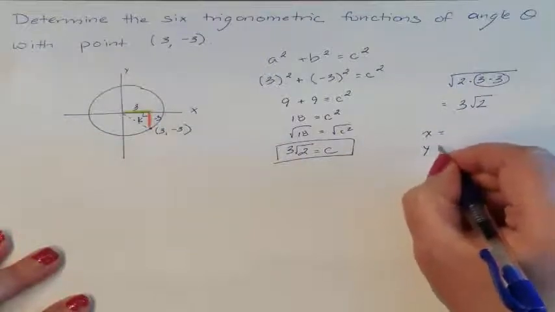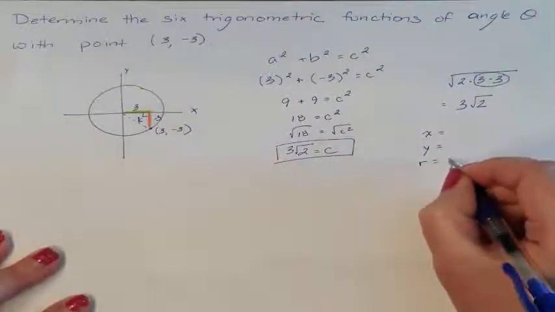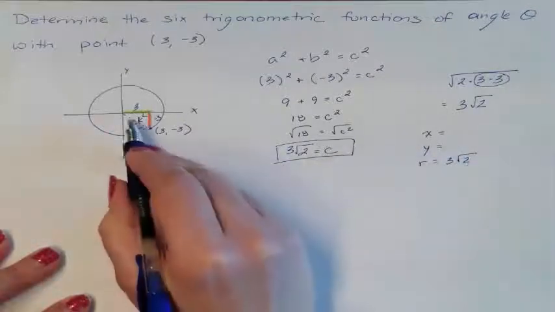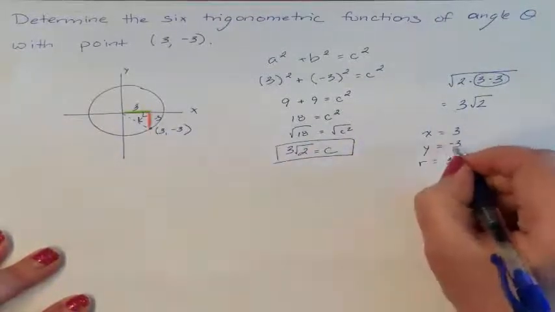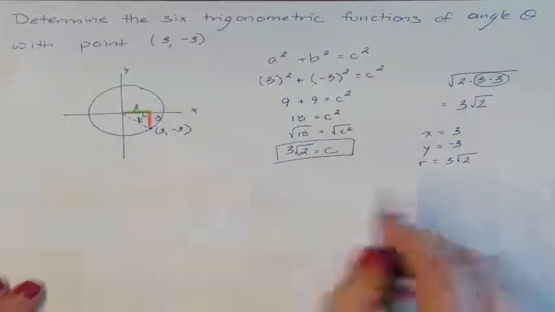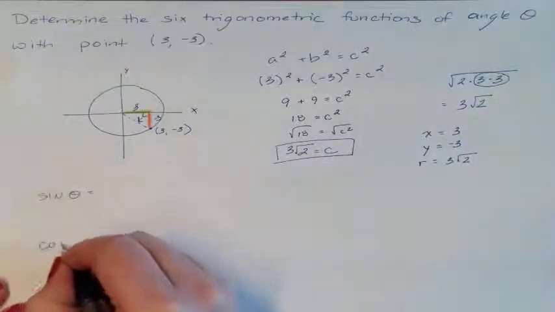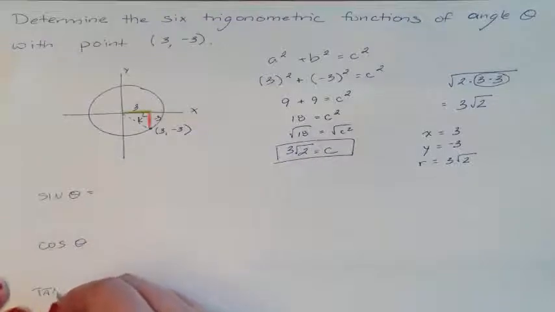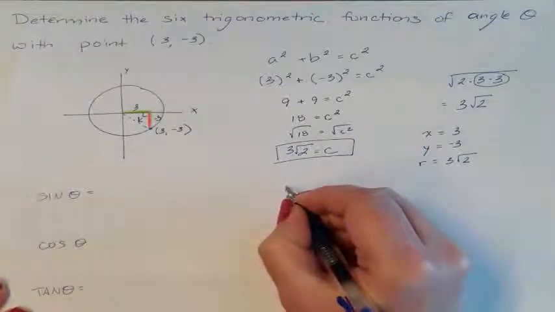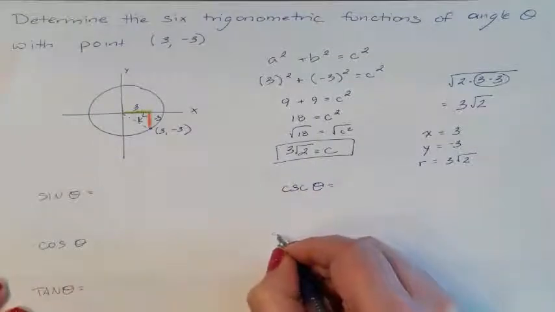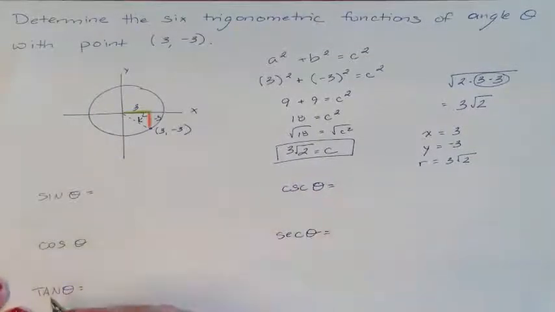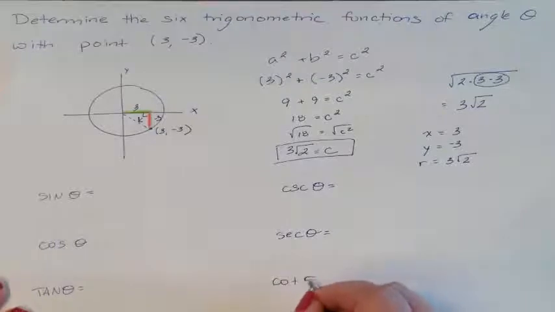So we need to know x, y, and r. R is 3√2. The x travel was 3. The y travel was -3. We're going to use these 3 to find our sine, cosine, and tangent. And remember, once you find sine, you can find the cosecant, which is the reciprocal. Cosine has the reciprocal secant, and tangent has the reciprocal cotangent.